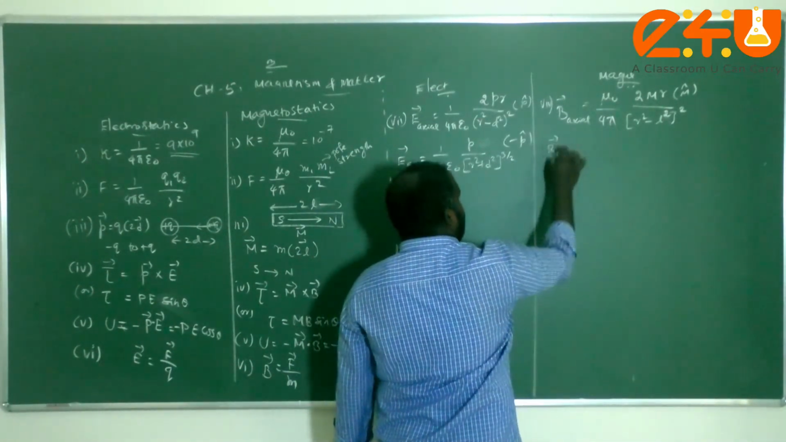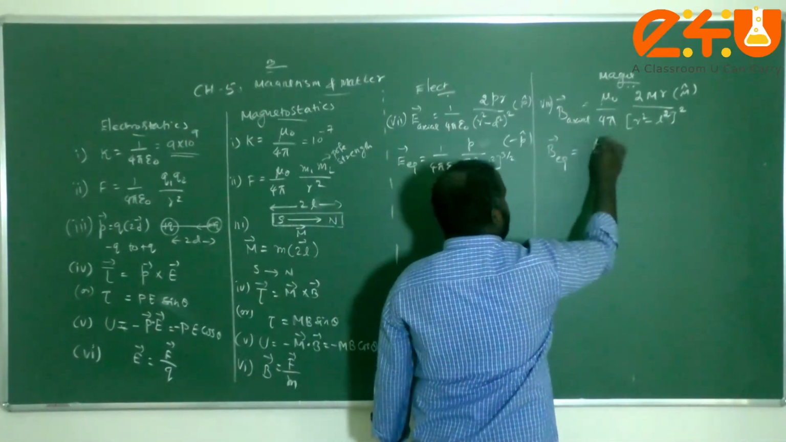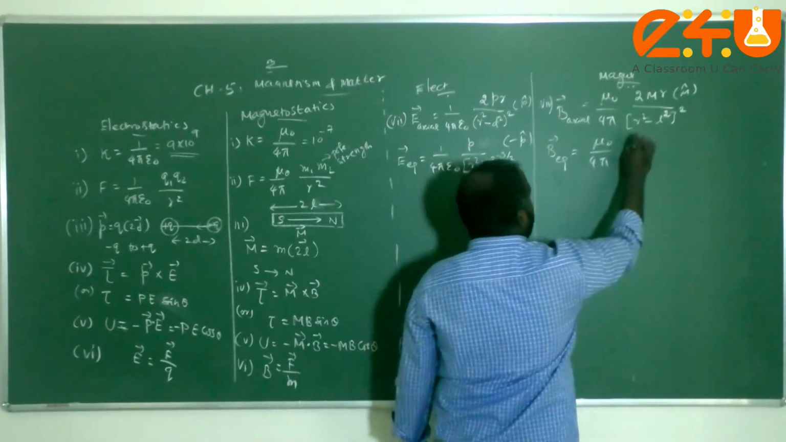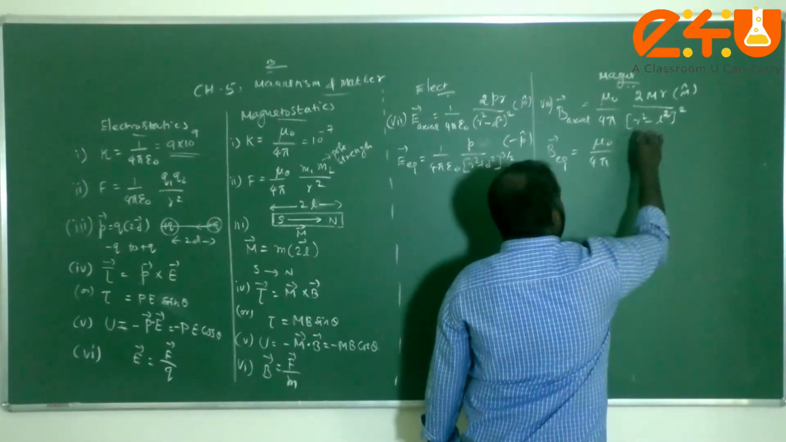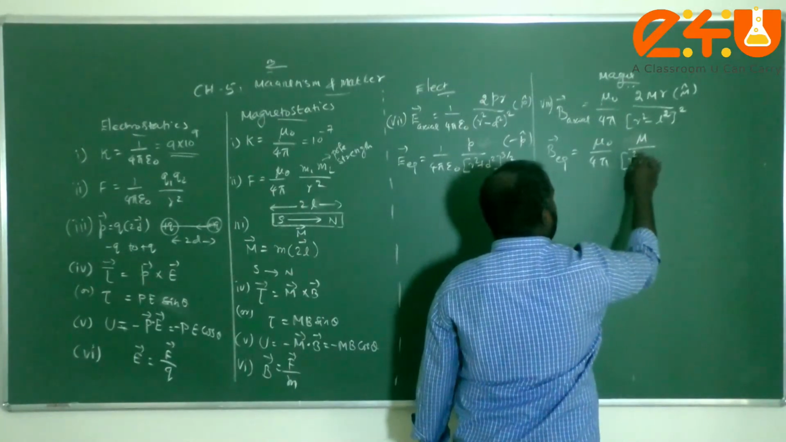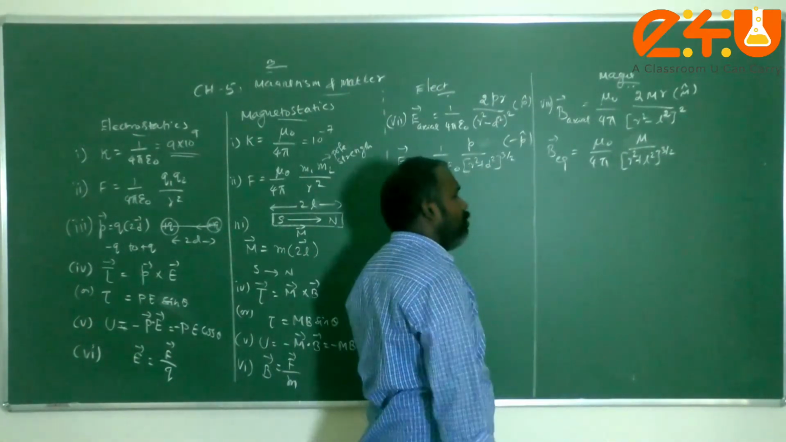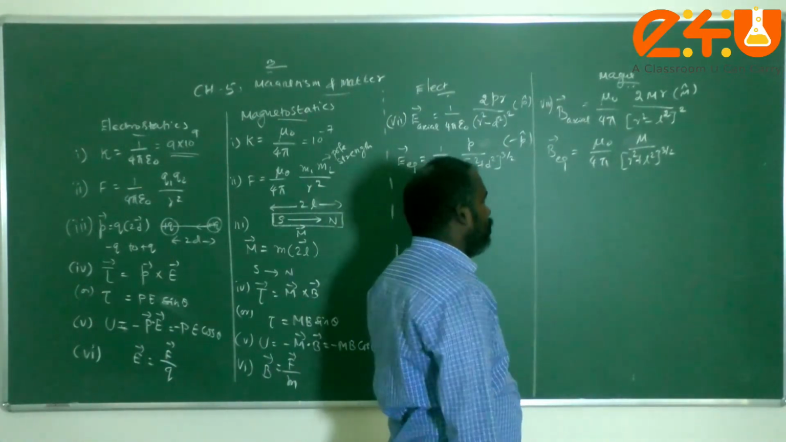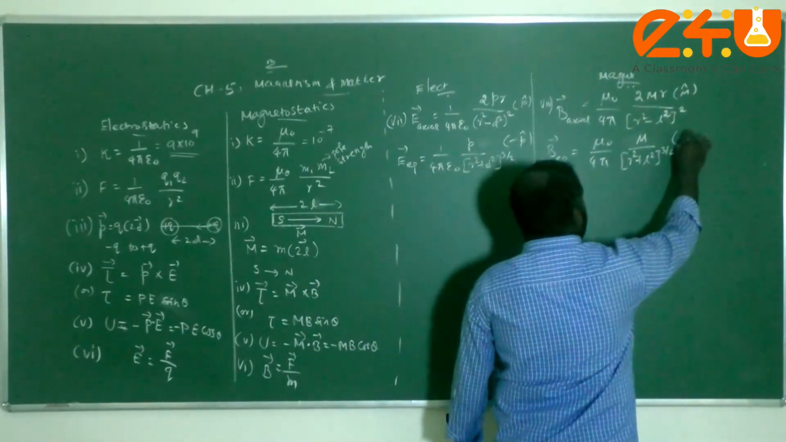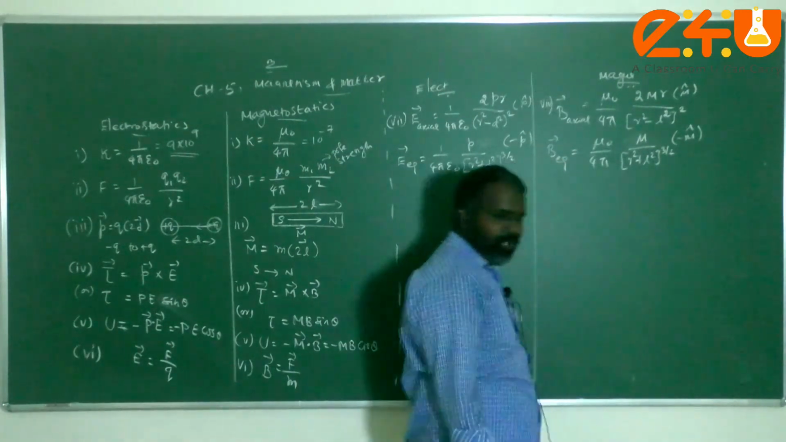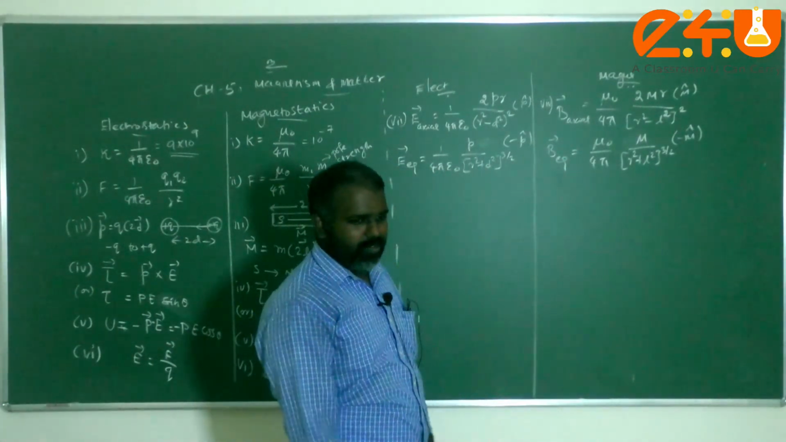So B equatorial is equal to mu naught by 4 pi, M divided by R square plus L square whole power 3 by 2. Whole power what, children? 3 by 2. Therefore, the direction will be minus M cap, that means opposite to the dipole moment vector.